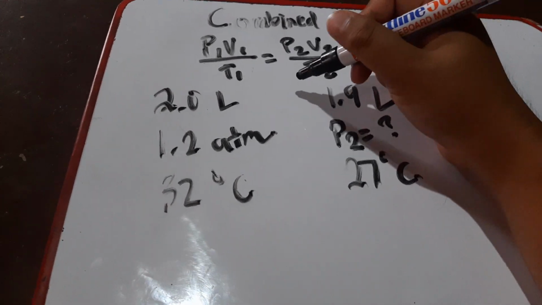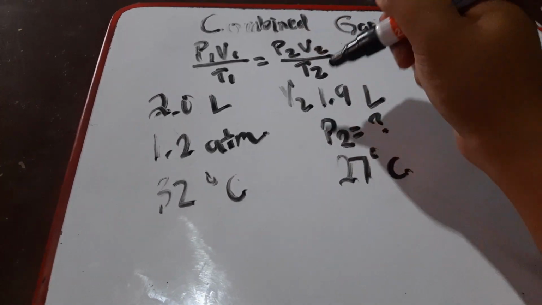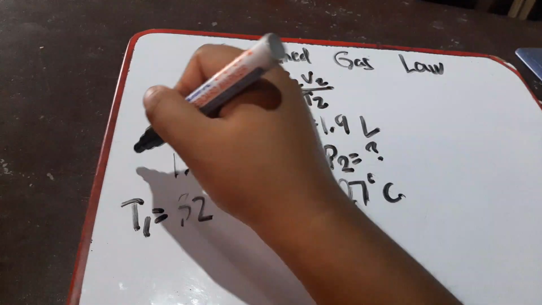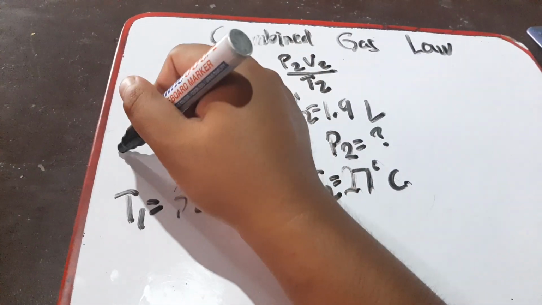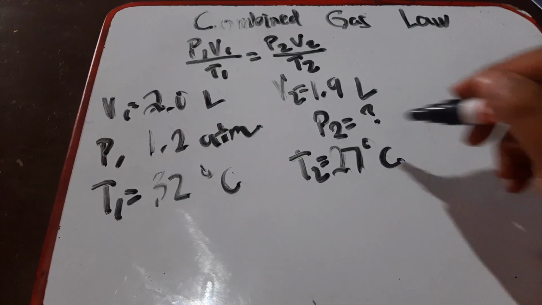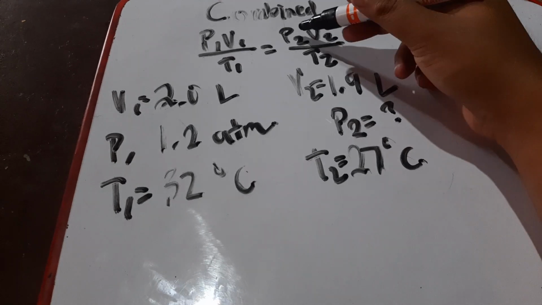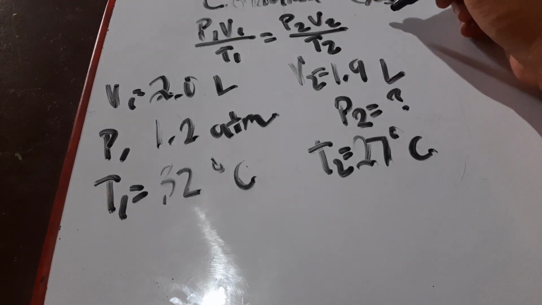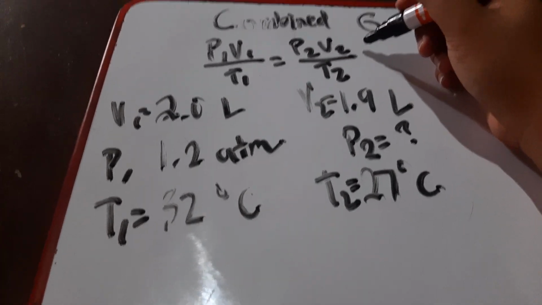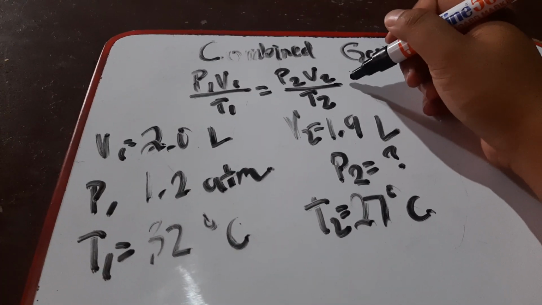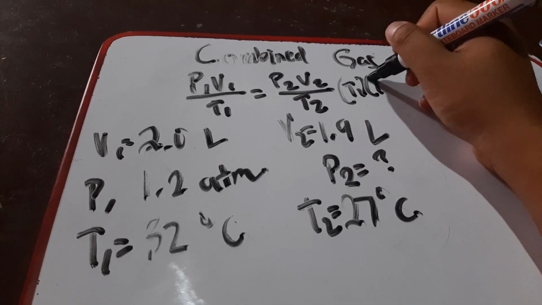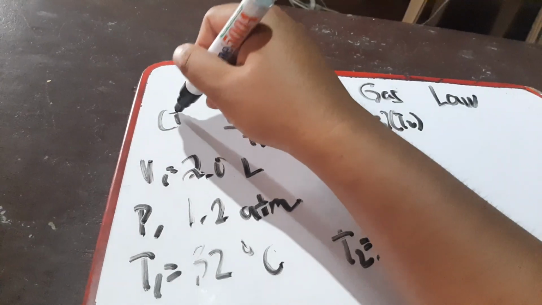So let's label this one. This is your V2. This is your T2. This is your T1. This is your P1. And then this is your V1. So using the equation, we have to get rid of V2 and T2 to isolate P2. Let's manipulate the equation first. Since I have space, I might start here. I multiply both sides by T1, T2.